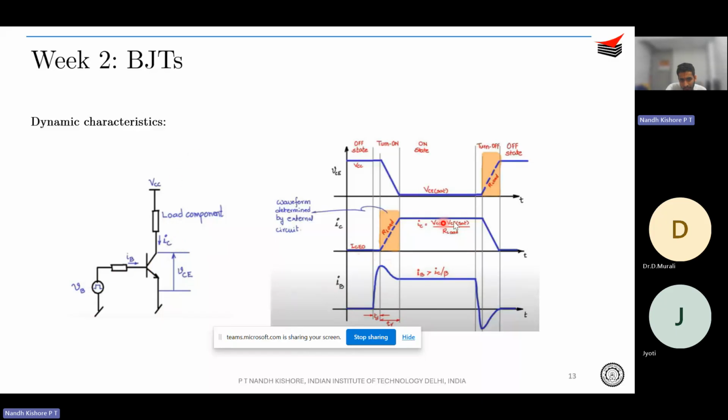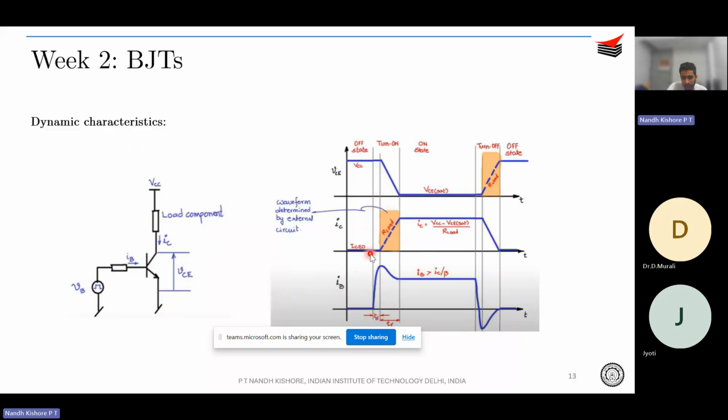There would be a current IC equal to beta times IB. Subsequently, you want to turn off the device. In order to do it quickly, you will apply a reverse current, or a negative IB. So the base current would go negative, the device would turn off, and then you make the base current 0.